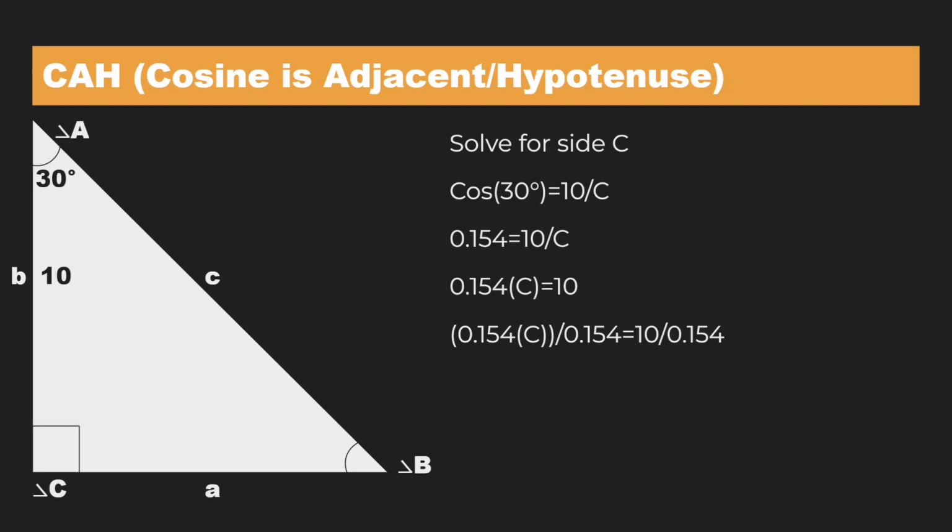We are then going to divide each side by 0.154. All right, that's what our cosine turned out to be, just so we get C alone. C alone is 64.94.